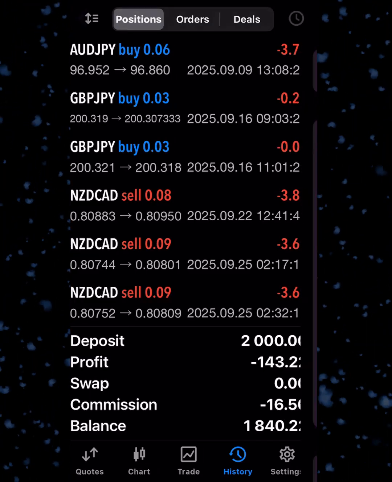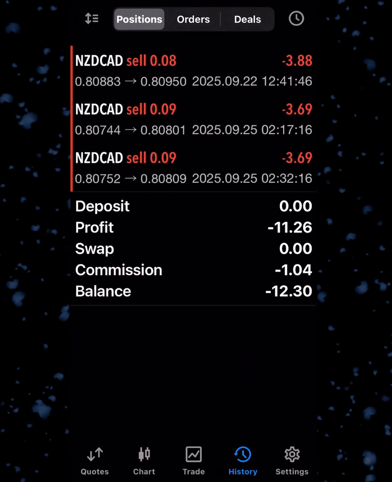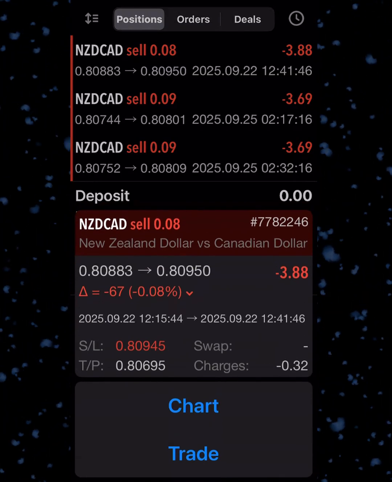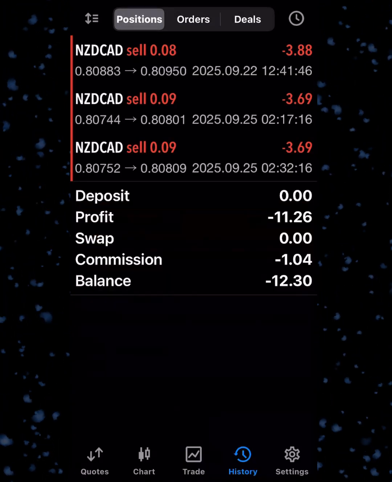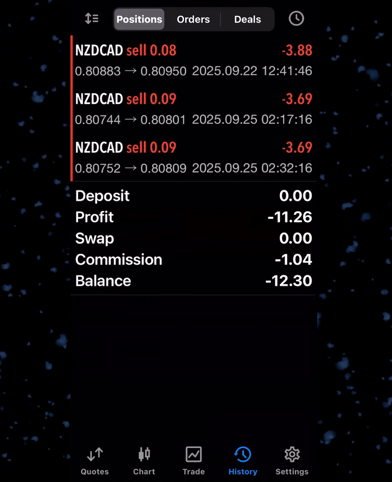Let me show you guys the P&L for the week. It's also a very bad P&L. This is it. All these trades were NZD trades. I took the first trade and it went to SL. Second trade, and then it also went to SL.